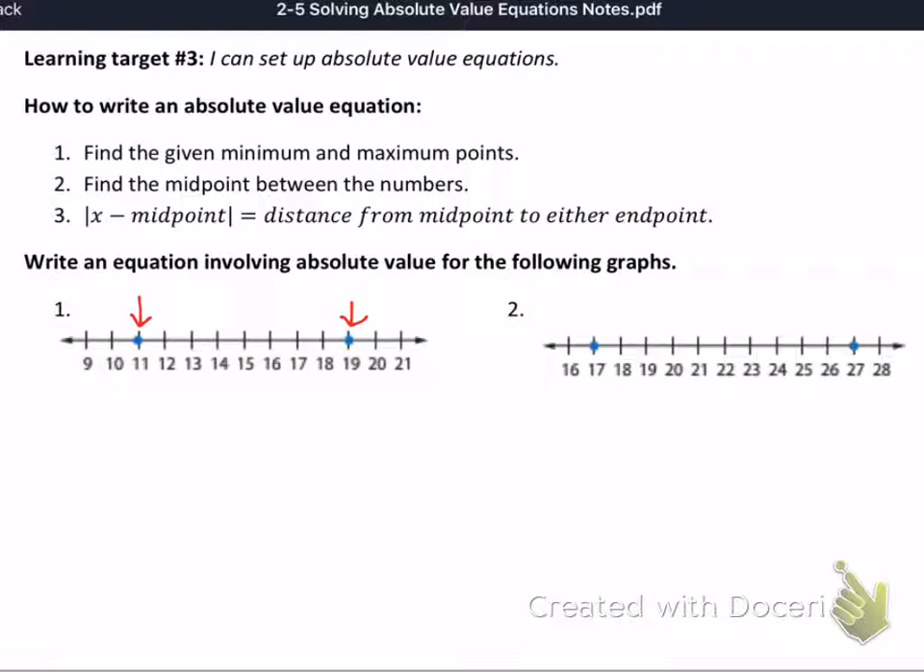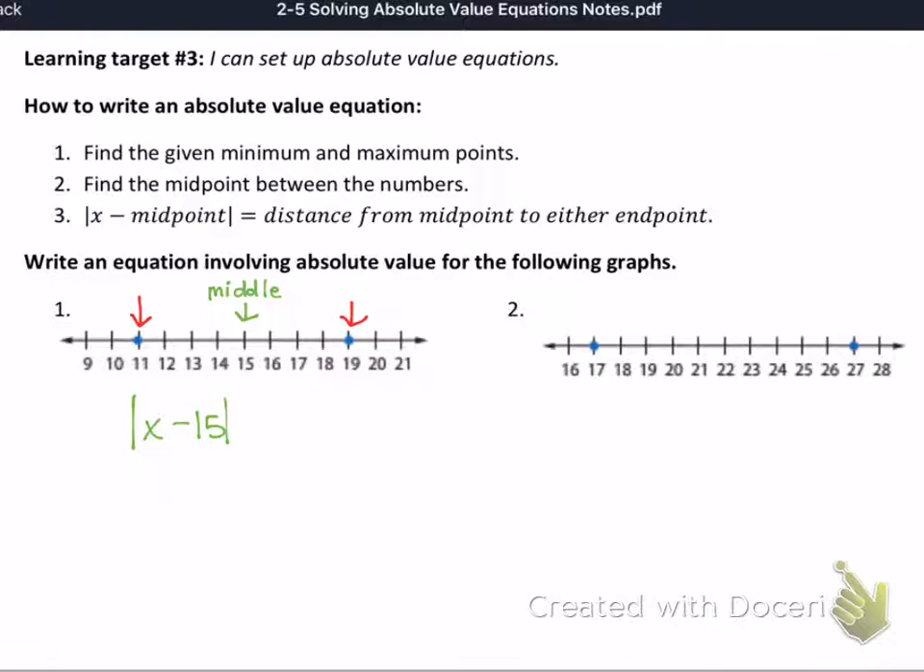Step 1 says find the given minimum and maximum points. We did that. Now number 2, find the midpoint between the numbers. Go ahead, which of the numbers in between is the middle? 15 is the middle. And so number 3 gives you what the equation is going to look like. It says x minus the midpoint. In this case, it's going to be x minus 15.